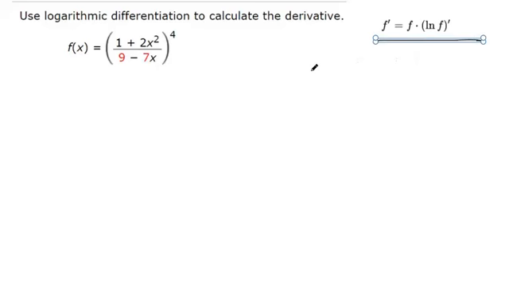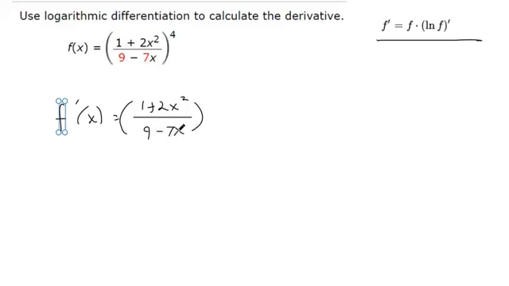Man, that's a lot of stuff anyway. Okay, let's do what they say. Logarithmic differentiation. This is a result from logarithmic differentiation. If you want the derivative, then it's the original function to the fourth power. And then we're supposed to multiply it by the derivative of the natural log. So here is what natural log of f is for our problem. It's 4 natural log of (1 plus 2x squared over 9 minus 7x) to the third power, because the 4 comes down. Oh wait, no, sorry.